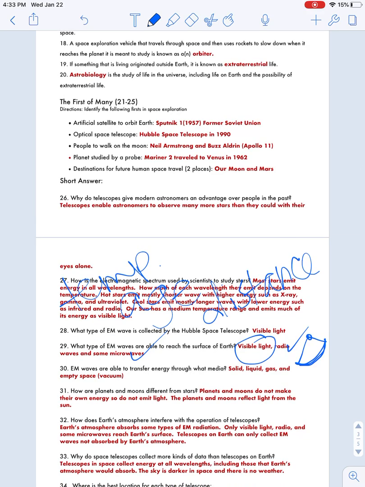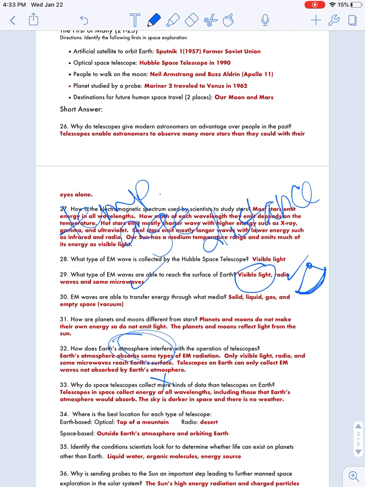Why do space telescopes collect more kinds of data than the telescopes on Earth? Well, because they're outside of the atmosphere, so this atmospheric interference is totally avoided here. And not only that, but it's really dark in space and there's no weather, so it's kind of like when you're driving and it's snowing, raining, sleeting. It's hard to see out of your windshield, and you've got that blurriness and that distortion. Well, there's no weather in space.